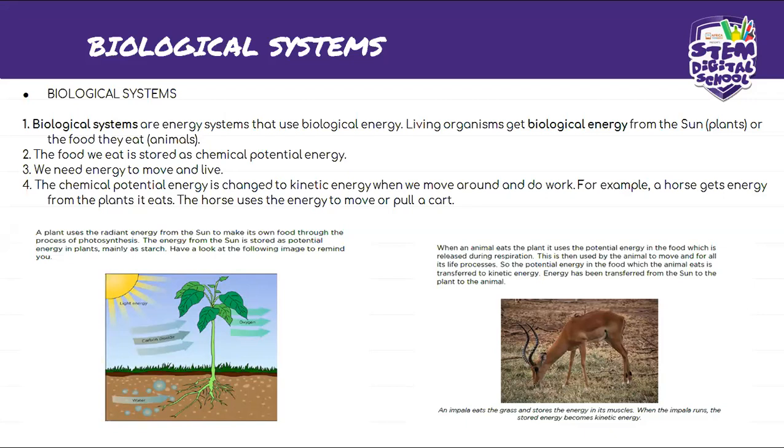Now let's look at this one also. We have got the impala. When an animal eats, even us, we are first-class animals, when an animal eats the plant, it uses the potential energy in the food which is released during respiration. This is then used by the animal to move and for its life processes. So the potential energy in the food which the animal eats is transferred to kinetic energy. Energy has been transferred from the sun to the potential energy, to the plant, to the animal.